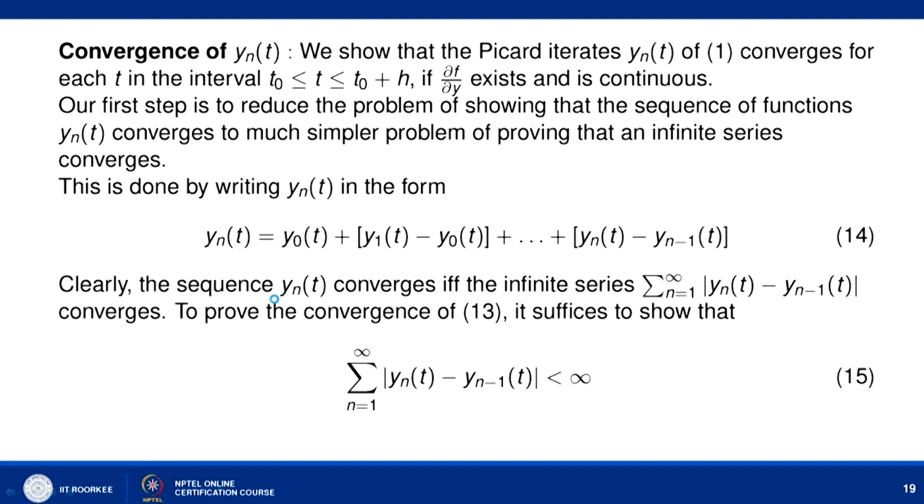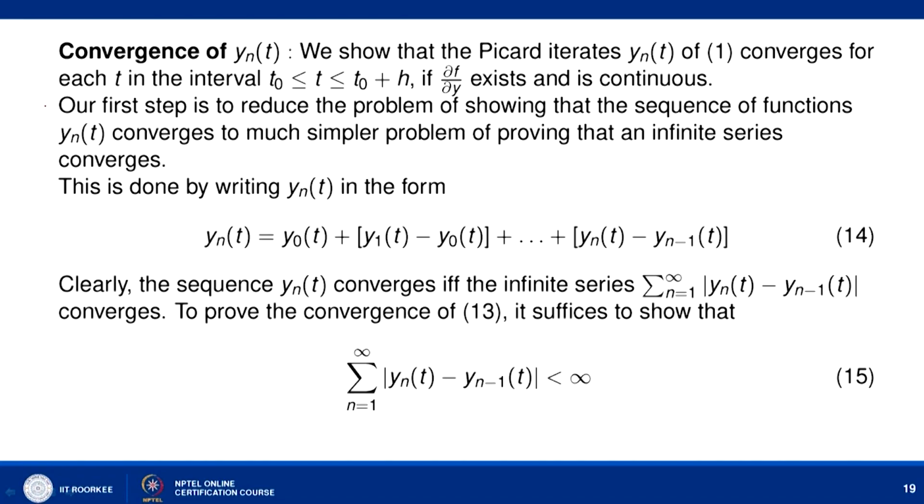Now, we consider the very important question of convergence of y_n(t). We show that the Picard iteration y_n(t) converges for each time t in the interval t naught to t naught plus h if ∂f/∂y exists and is continuous. We may replace this condition by the Lipschitz condition also. Our first step is to reduce the problem of showing the sequence of functions y_n(t) converges to the much simpler problem of proving that an infinite series converges.